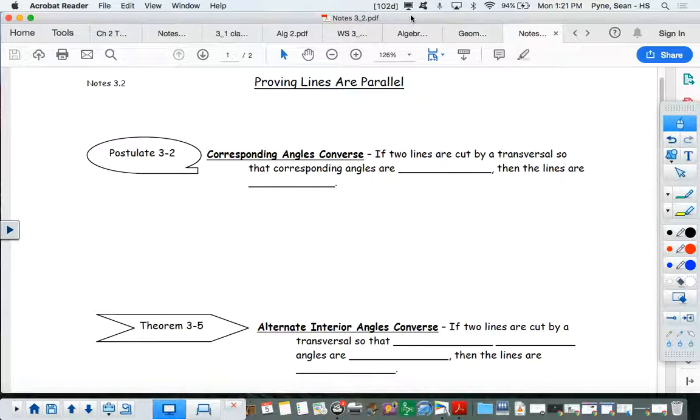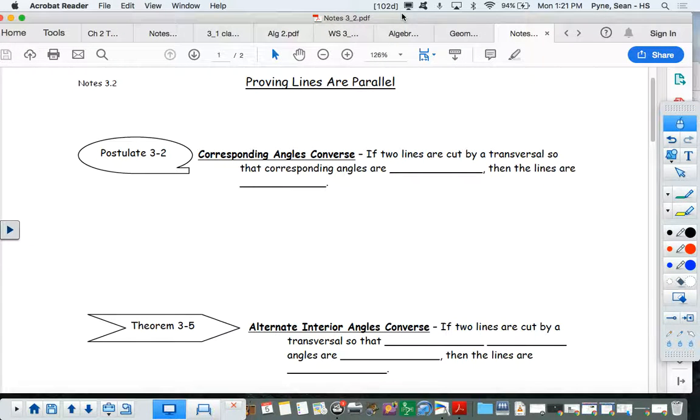So 3-2 is basically a continuation of 3-1, except the way we look at things is going to be a little bit reversed. Let's talk about what that means. In 3-1, I told you we had parallel lines. Because we had parallel lines, you knew that corresponding angles were congruent. You knew that alternate interior and alternate exterior angles were congruent. We knew that same side interior and same side exterior angles were supplementary because we had parallel lines.